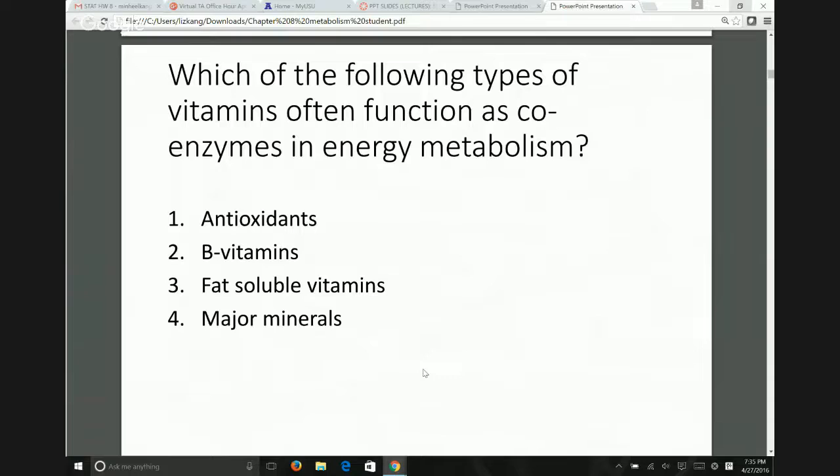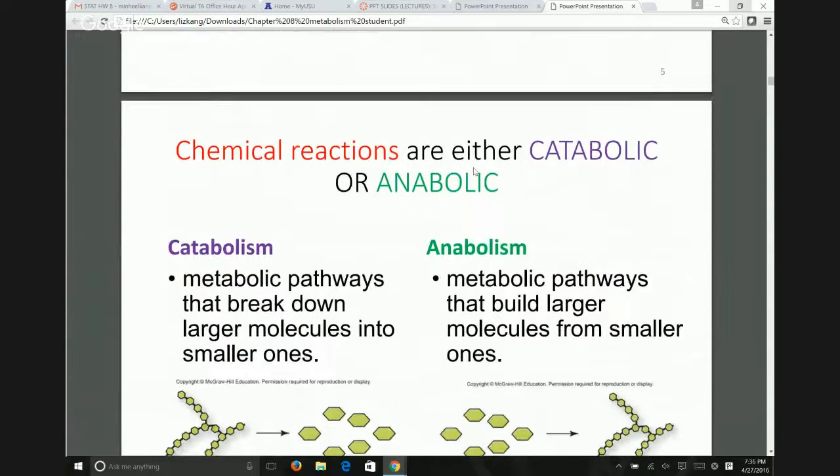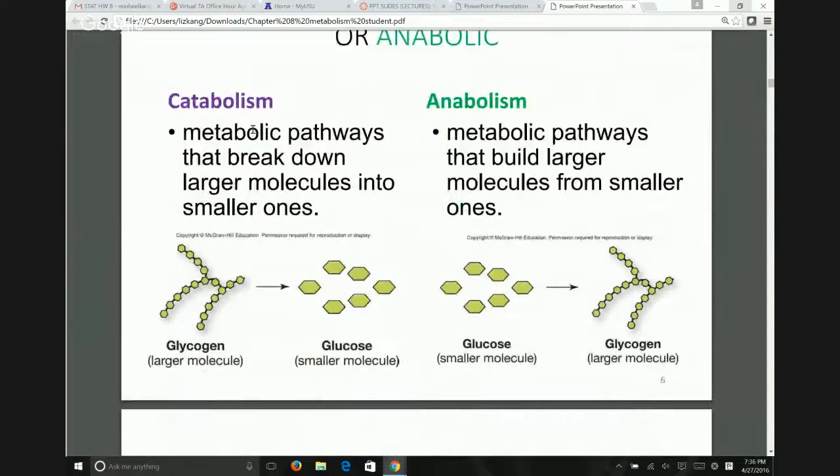It's B vitamins, right? Number 2. B vitamins, most of them. There are many B vitamins, and many of them often function as coenzymes in metabolism, energy metabolism. We'll talk about this later, but just know that catabolism is breaking down, where the big chain gets broken down into little units. Anabolism means building, so these units become the chain.